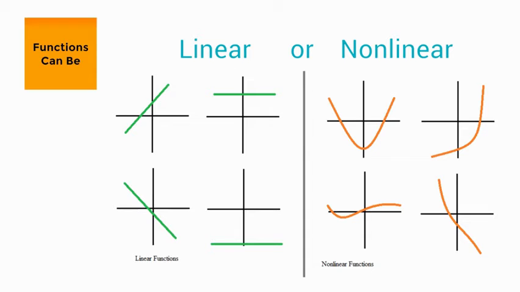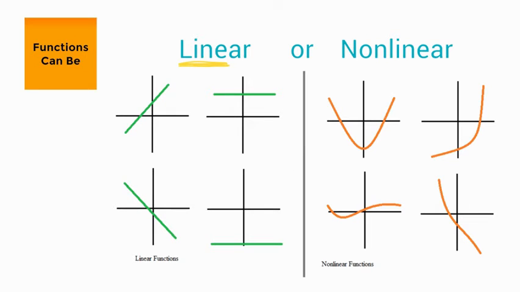And linear, you can see that there's that word line in there. Linear simply means they make a straight line. So if you look at each one of these linear graphs, each one of these green lines are straight. They can be slanted one way or another, but all of them are straight. They don't curve. Those are linear functions. That means we would have an input-output table that would create a straight line on a graph.